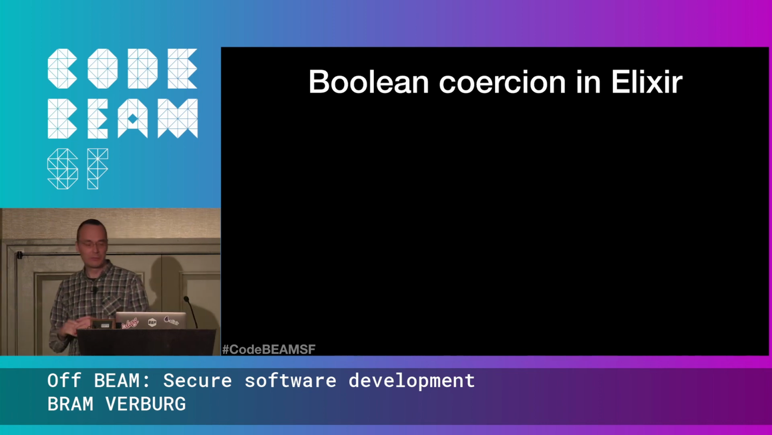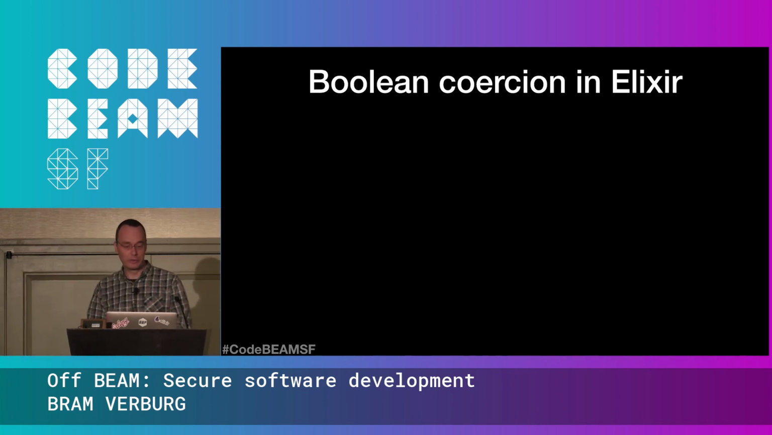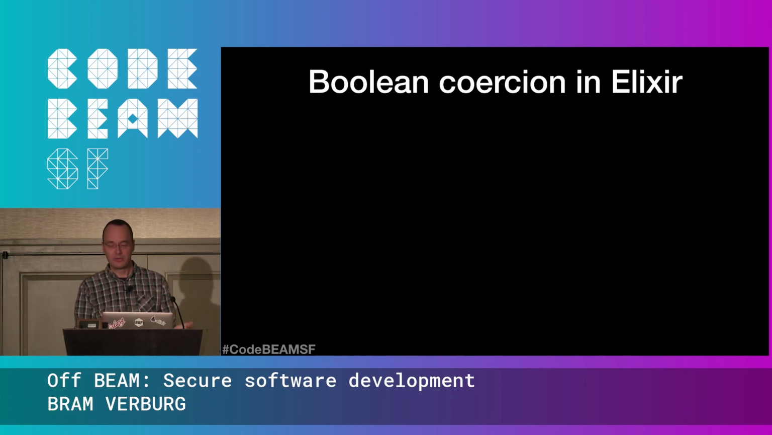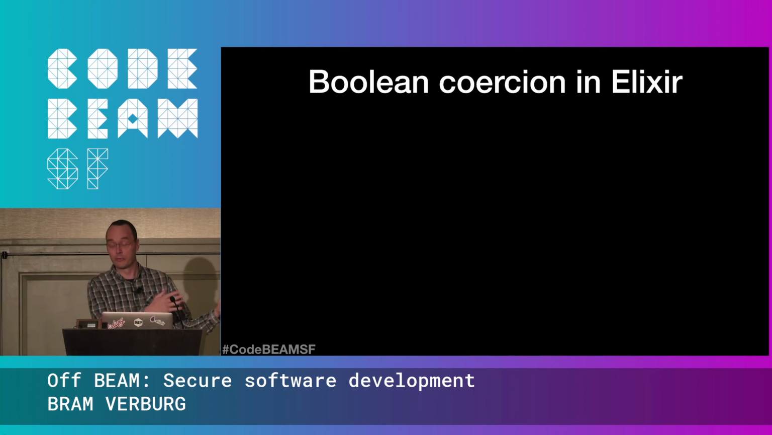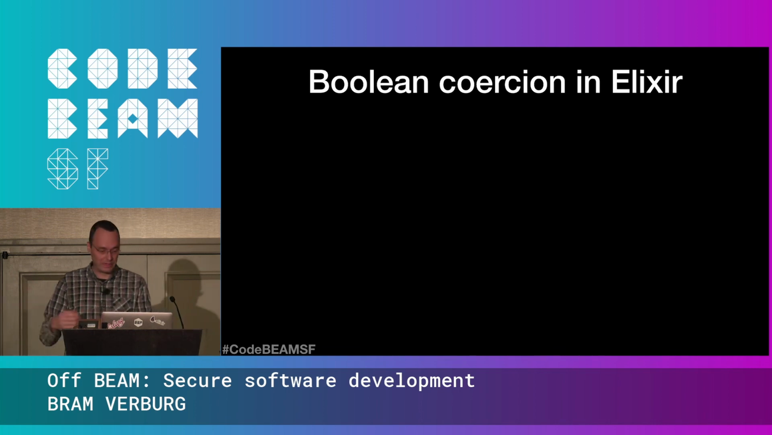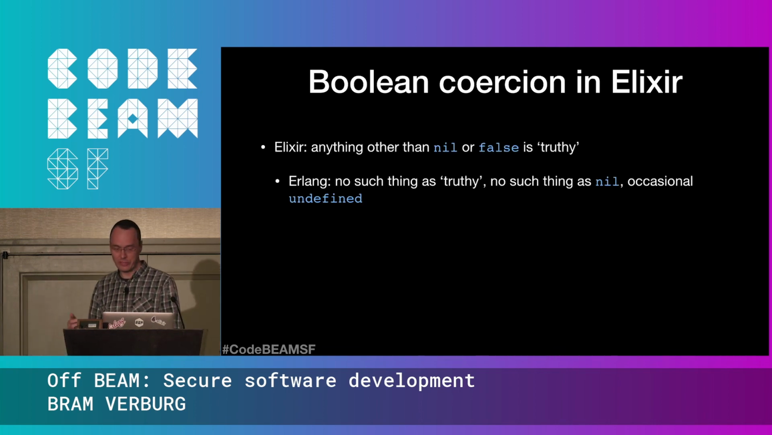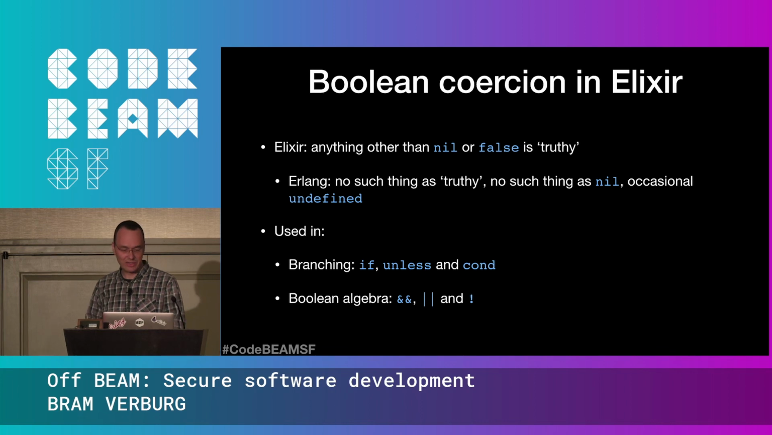Now, I want to talk about one topic that's specific to Elixir, and that is Boolean coercion. Unlike Erlang, Elixir has this notion of a truthy value. A truthy value is anything that's not nil or false. Erlang doesn't have a notion of nil at all. It does sometimes return undefined, but Elixir would consider that truthy. It's not nil, it's not false, so that's truthy, right? This can lead to subtle bugs that can then lead to weaknesses, which can lead to vulnerabilities, and it's used in branching and in Boolean algebra. So if, unless, and cond all assume that their argument is a truthy argument.